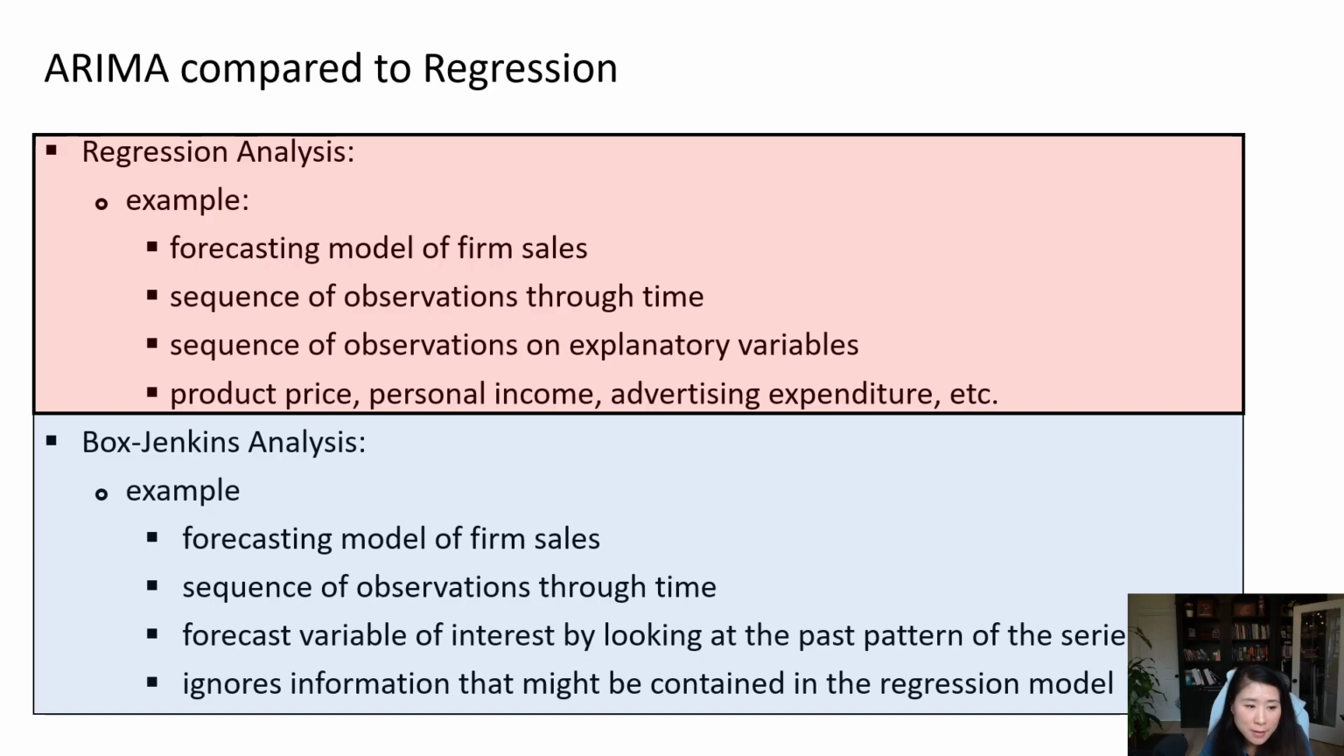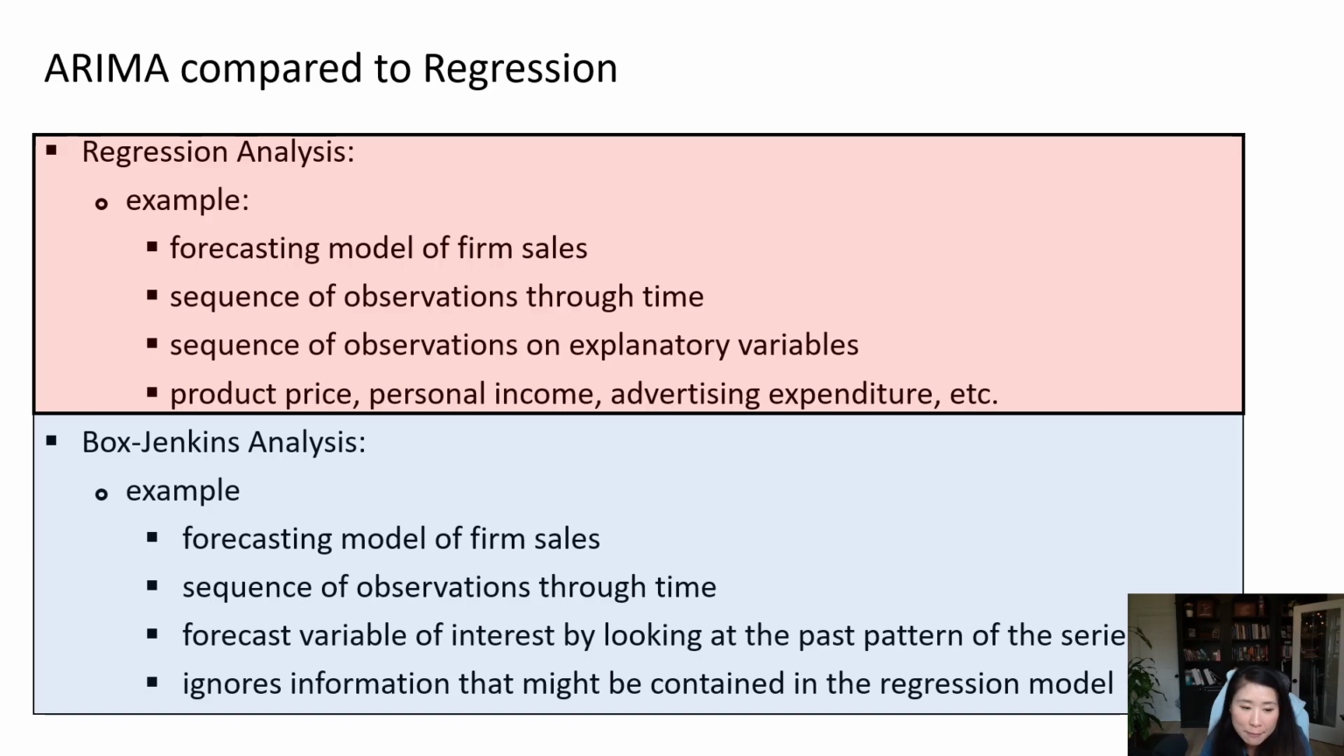So if your forecast model tries to forecast firm sales annually, you need to find other explanatory variables that are also annual, okay? For instance, you can look at product price, personal income, advertising expenditure, etc. That information has to be available in order for you to consider regression analysis. However, if those explanatory variables are not available, maybe because you don't have the time to collect them, there's no historical record of those variables' values, or they don't have the same frequency as the firm sales you are trying to predict.